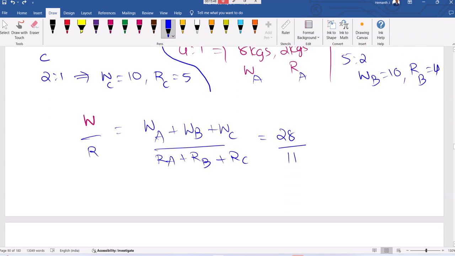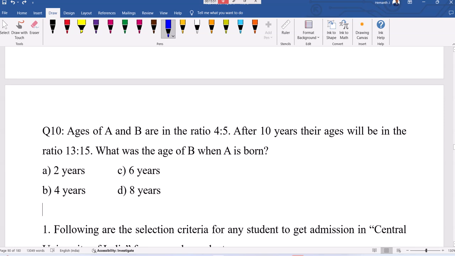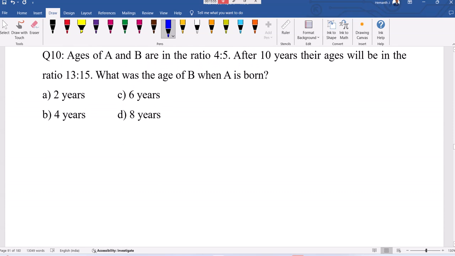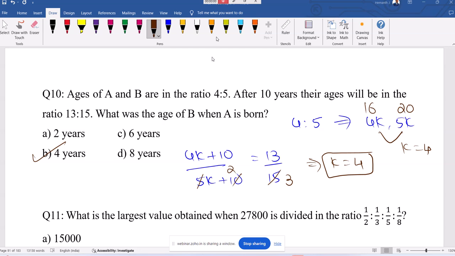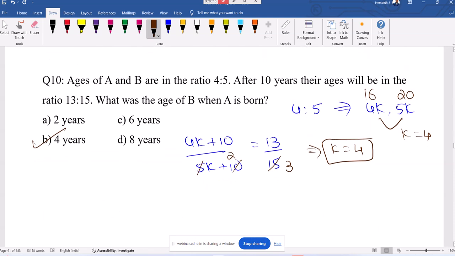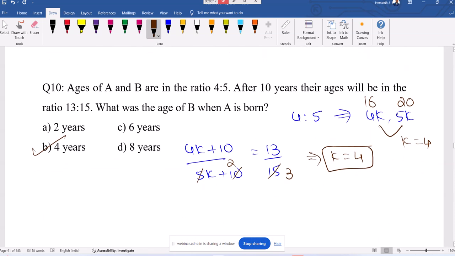Fine, so let's see about the next question. We'll add some questions from mixtures and alligations as well. See this question now. Guys, this is a very basic question. Hope you understand. Initially 4 is to 5. We can take 4k, 5k. They're asking indirectly, the question is related to the difference between A and B ages. When A's age is 0, what is B's age? Indirectly, it's asking about A and B's age only.